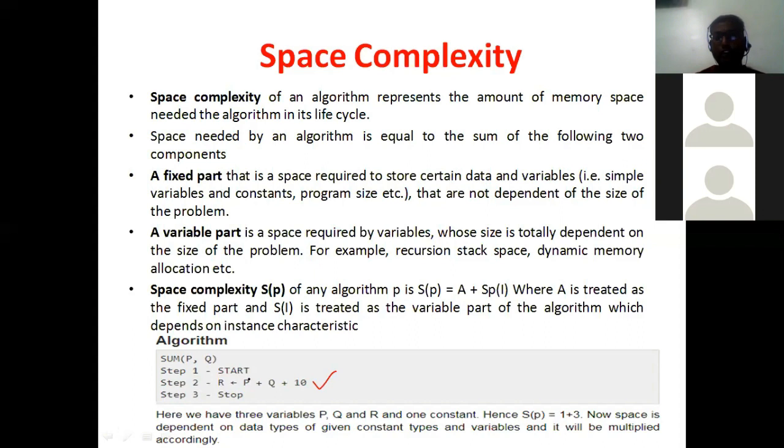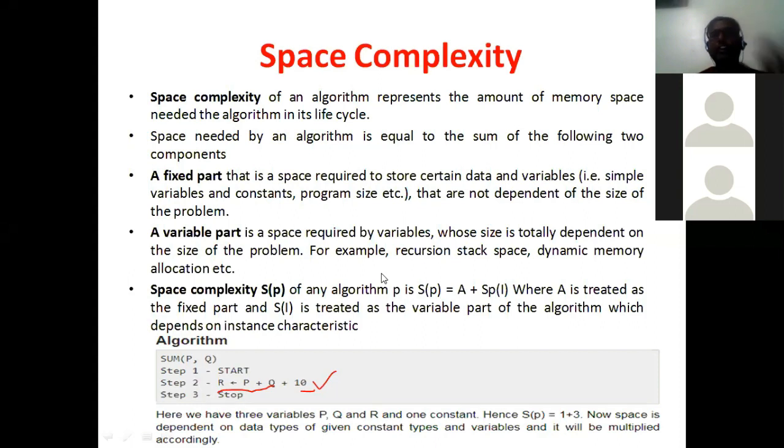So now see, there is a fixed part. P is a variable, q is a variable, and 10 is a constant value. So we know how much memory is required for variable p, variable q, and simple constant 10. So now here we have the variables p, q and r. हमारे पास यहाँ पे तीन वेरिएबल है, एक है r, एक है p and another one is q. So we can easily find out the size for these variables, because suppose p, q, r are of integer type, so we require a 6 byte of memory location.